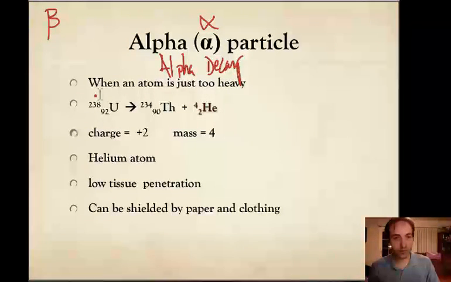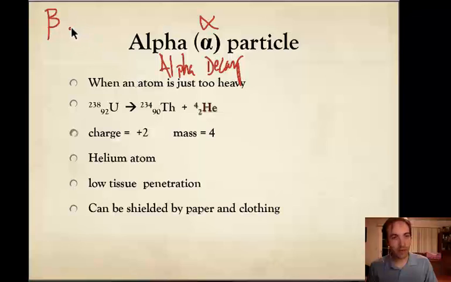Look at this. Uranium is massive. It has a mass of 238. It's just too big, too many protons, too many neutrons, and so it's simply going to give off some of its mass. Notice that uranium here is going to turn into thorium. The mass goes down 4 units, and the atomic number also goes down.